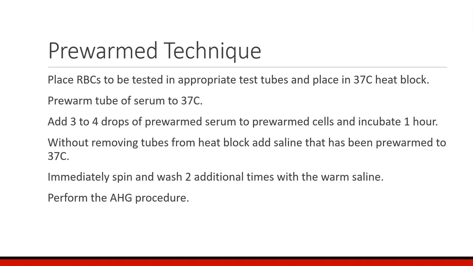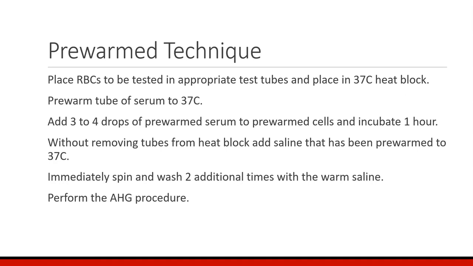So how you do it is you place the red cells to be tested in appropriate test tubes. So I label my tubes S1, S2, and S3, and I put those in the heat block. Then I pre-warm a tube of serum at 37 degrees. So I just take my patient labeled sample and put it in the heat block. Then this only takes a few minutes, and I always make sure the volume of the serum or plasma is below the heat block level so that there's none on top, which may be cooled.